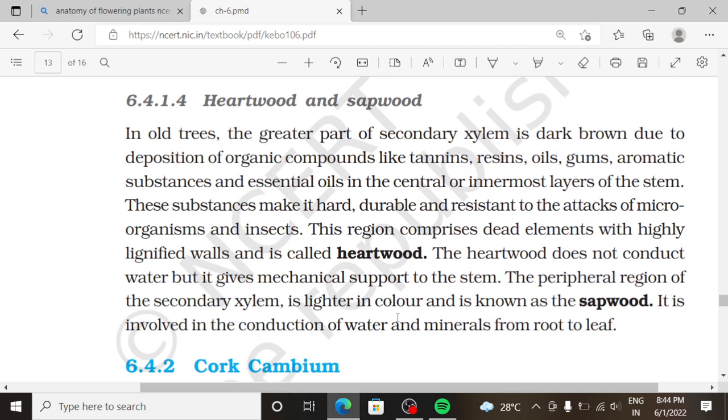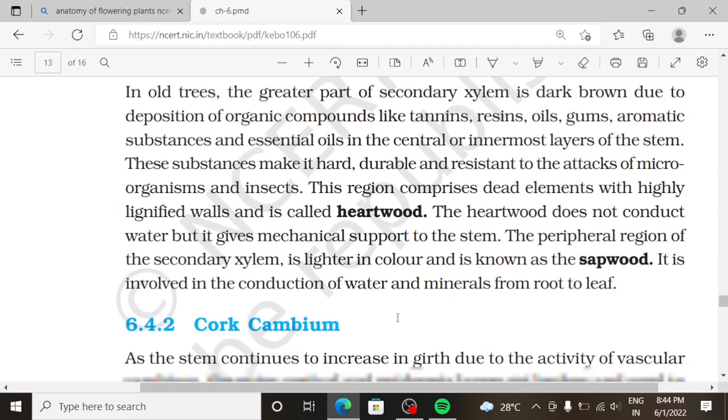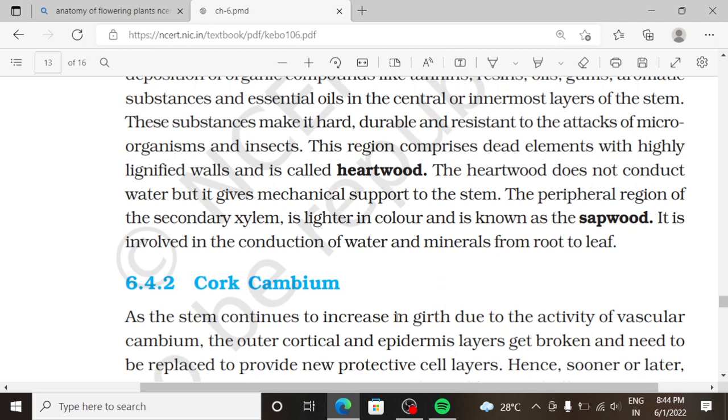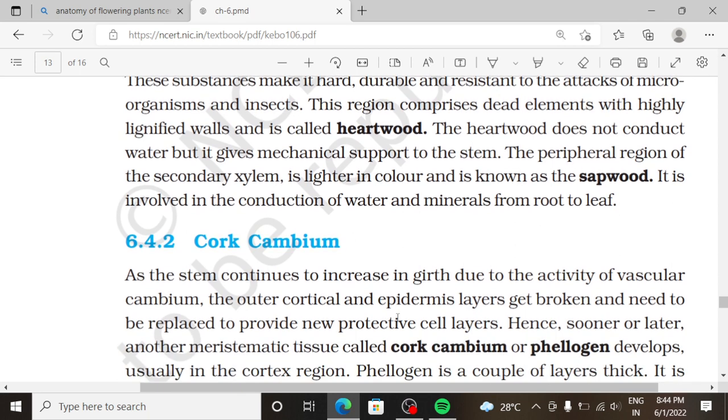Heartwood and sapwood. In old trees, the greater part of the secondary xylem is dark brown due to deposition of organic compounds like tannins, resins, oils, gums, aromatic substances and essential oils in the central or innermost layers of the stem. These substances make it hard, durable and resistant to the attacks of microorganisms and insects. This region comprises dead elements with highly lignified walls and is called heartwood. The heartwood does not conduct water, but it gives mechanical support to the stem.